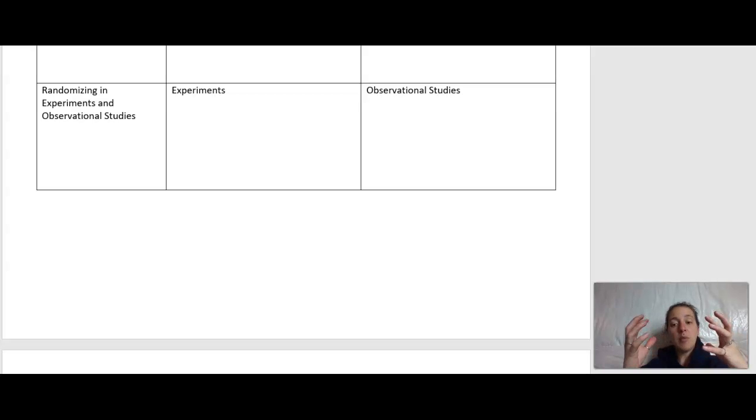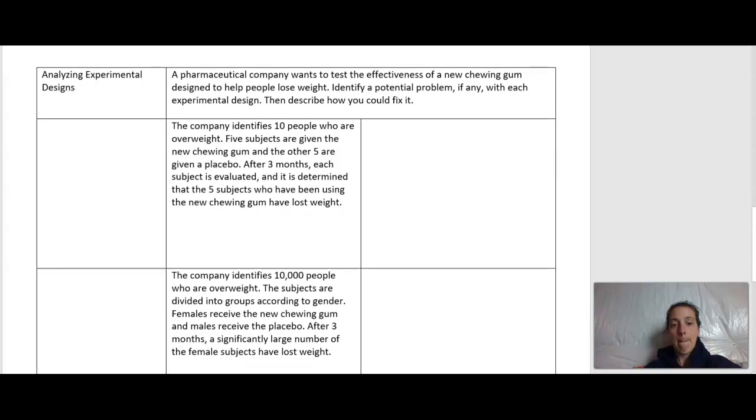So when we're doing an observational study, we also want to follow those randomizing events too. We want to try and randomize the people that we observe or the things that we observe as much as possible to get the most valid data that we can.